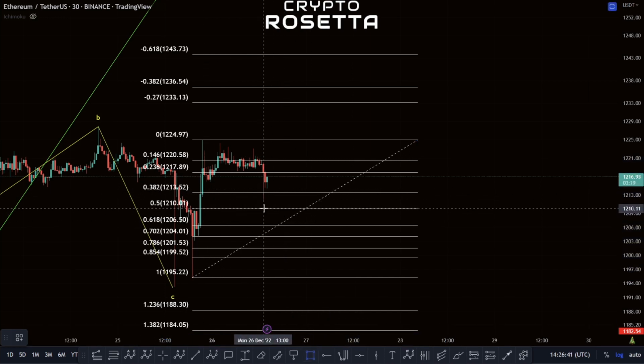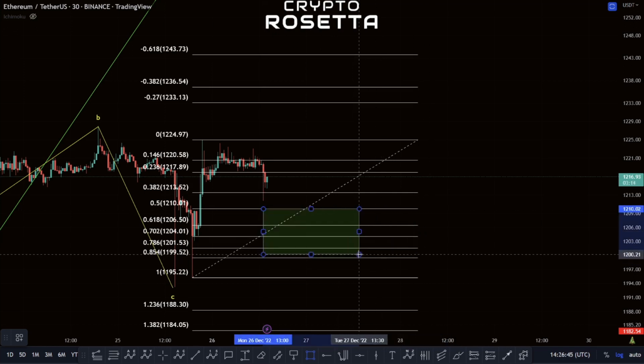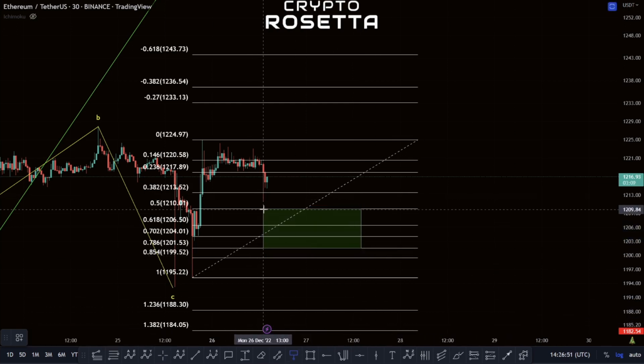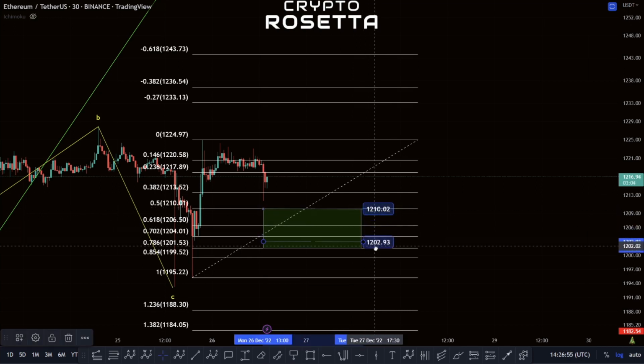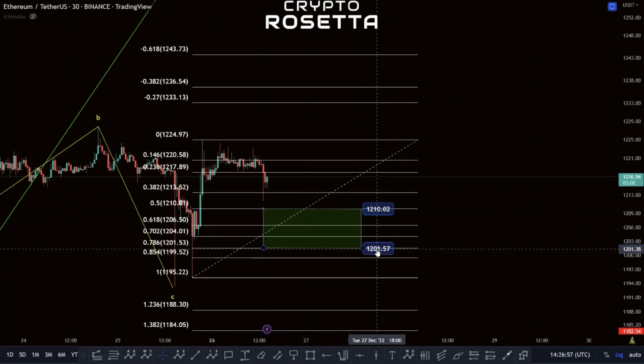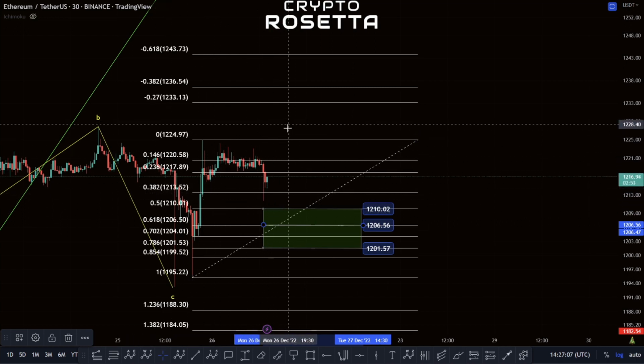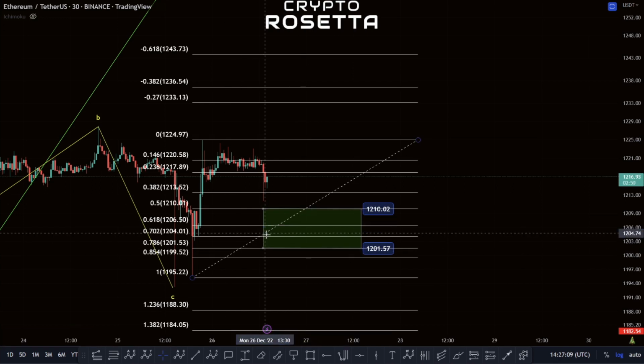That typical zone would be this 0.5 region at 1210 all the way down to this 1201 zone. This would be a typical B-wave retracement, and it is possible that we can look to come down further here, but we also need to bear in mind it depends on what structure this wave takes. If this is actually going to be a flat correction, maybe this 382 zone is already the completed move and we look to push up here.